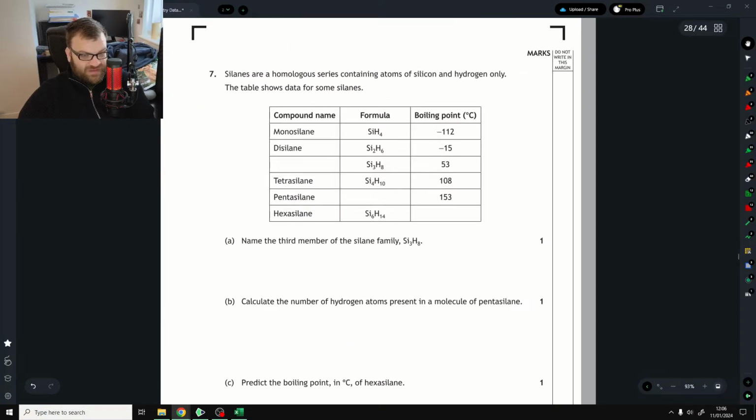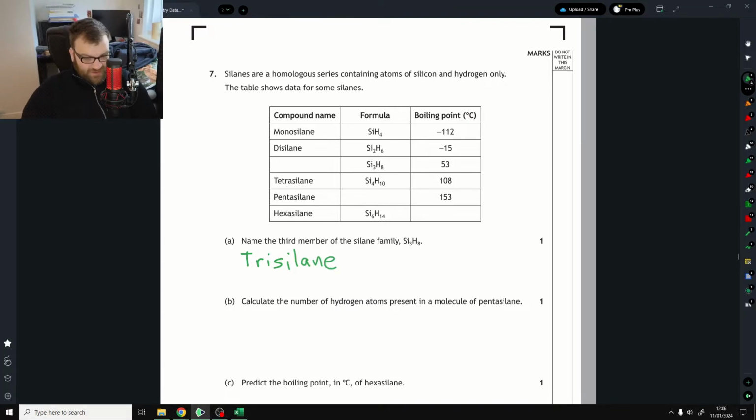We have to name the 3rd member of the silane family. Silanes are not going to be a chemical you have covered in your course, but we have got the naming convention, which goes mono, di, something, tetra. That would have to then be tri: mono, di, tri, tetra, penta, hexa. It would be a trisilane.